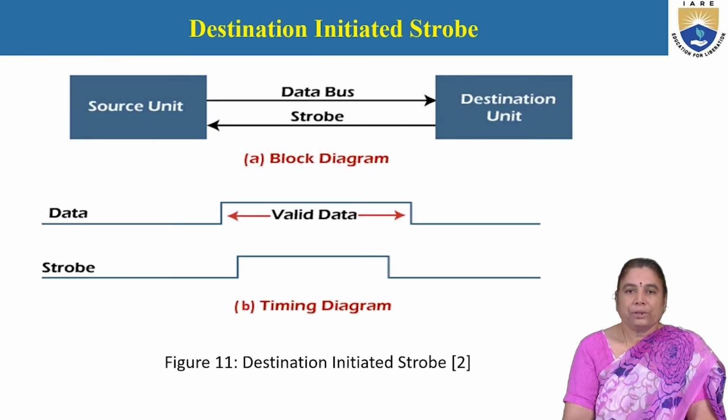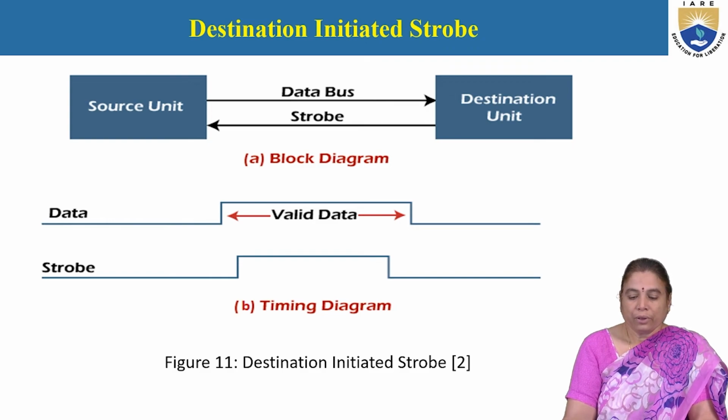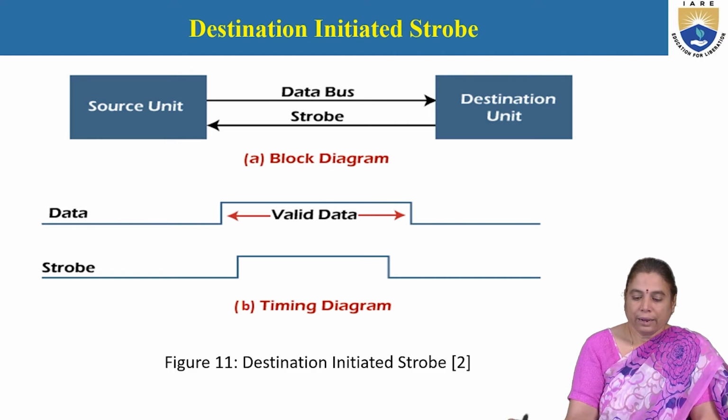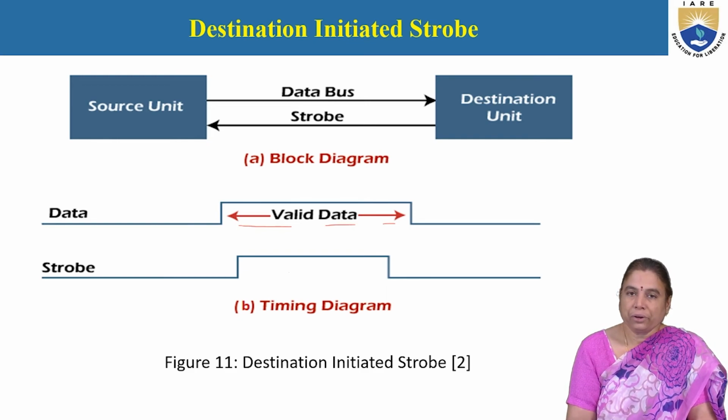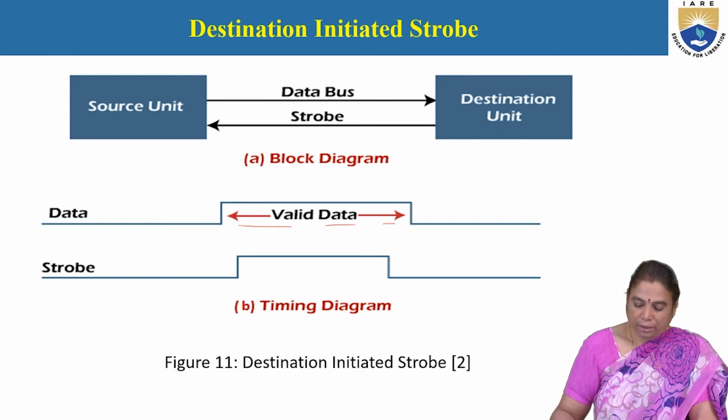Next, the destination initiated strobe. Here the destination unit sends the strobe control signal to the source, and valid data can be transmitted during the strobe control pulse only. The strobe is initiated with the help of the destination unit, thereby it is referred to as a destination initiated strobe. The second control method in asynchronous communication is handshaking.